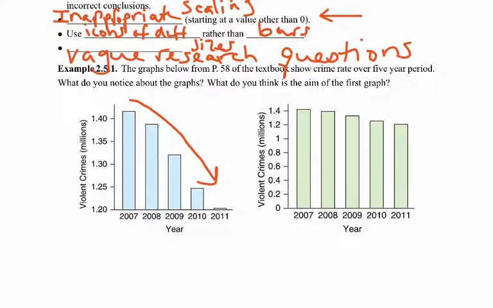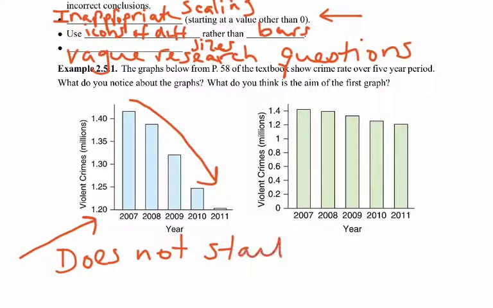But what's going on with that first graph? Well, notice it doesn't start at 0, so it's scaled incorrectly. So the first graph does not start at 0. And the reason the author of this graph did that is because they want you to think there's a more dramatic drop in crime rates over that 5-year period. If we start the graph at 0, you can still see there's a decline. There's no question about that, but it's not quite as dramatic as it is in the first graph.